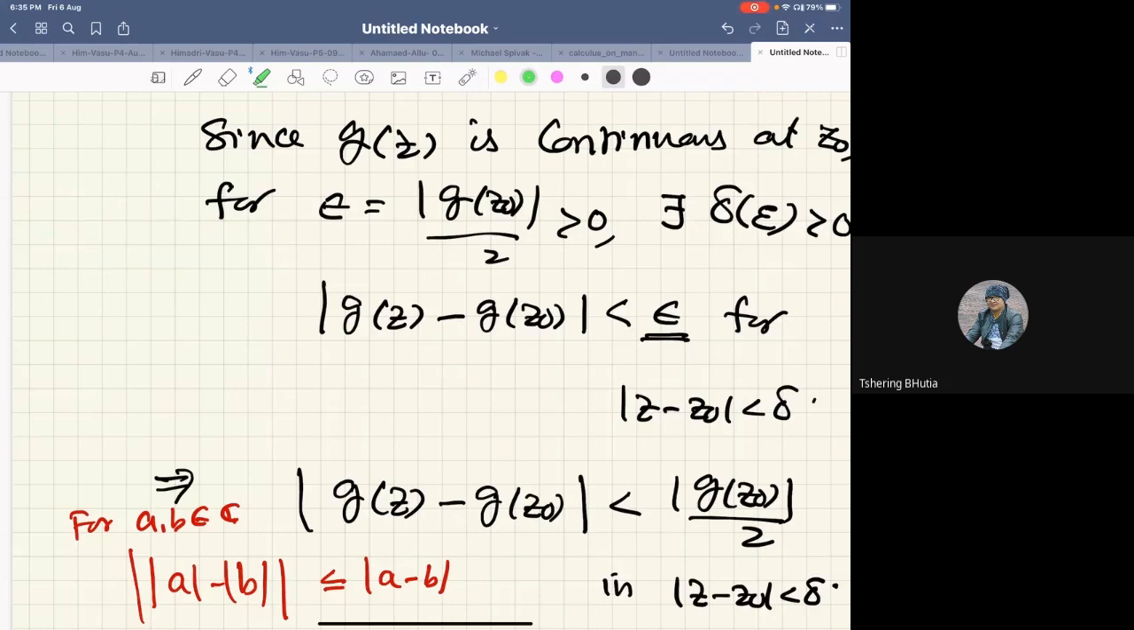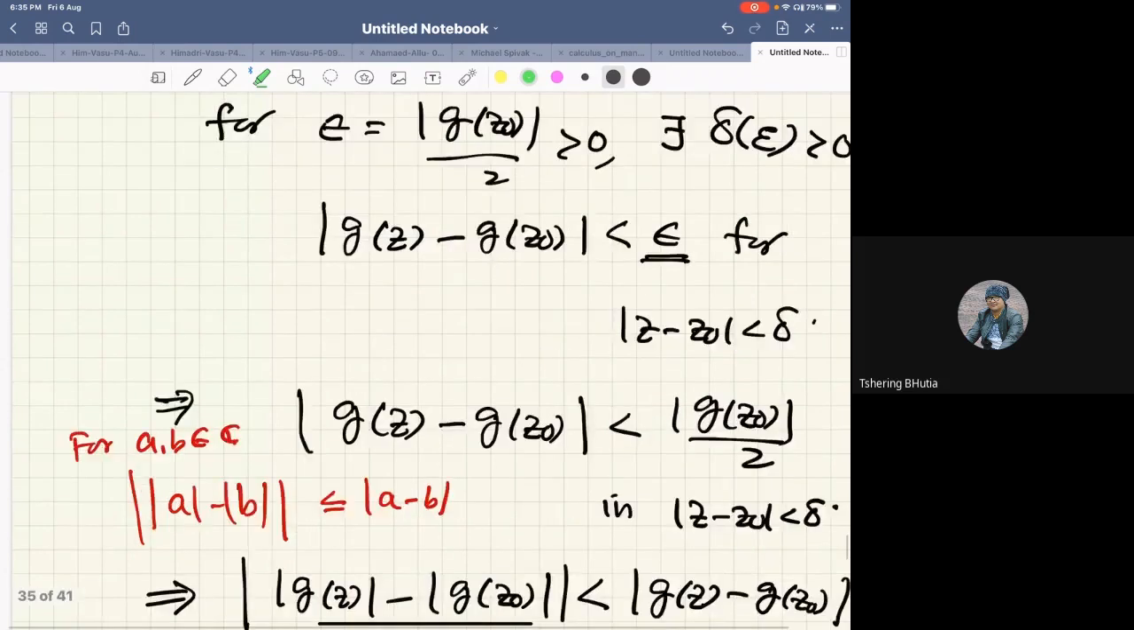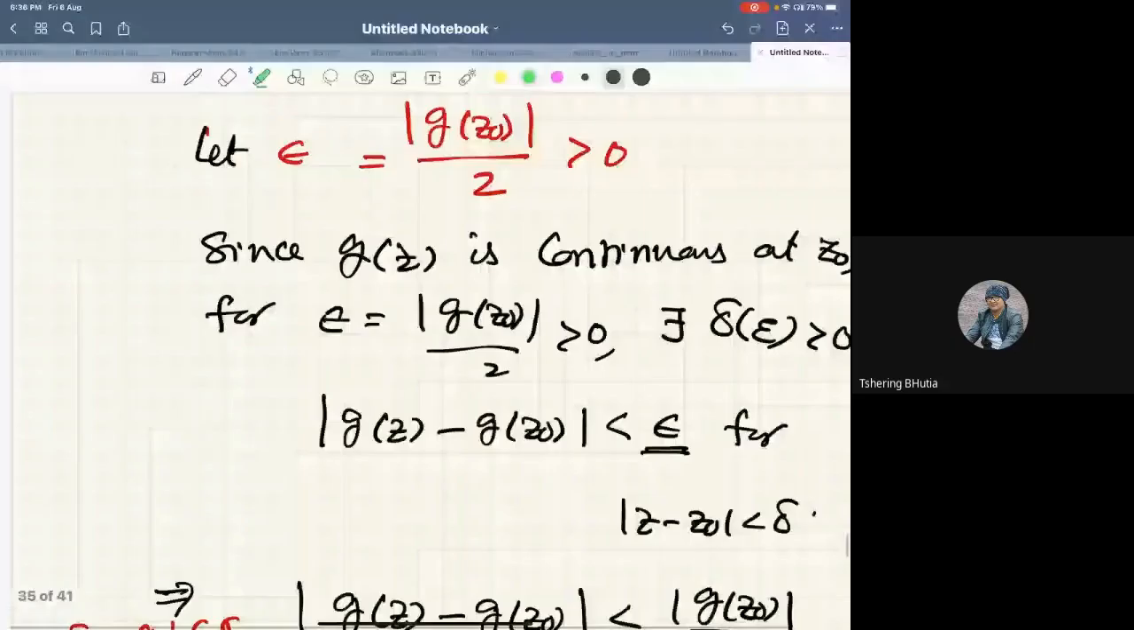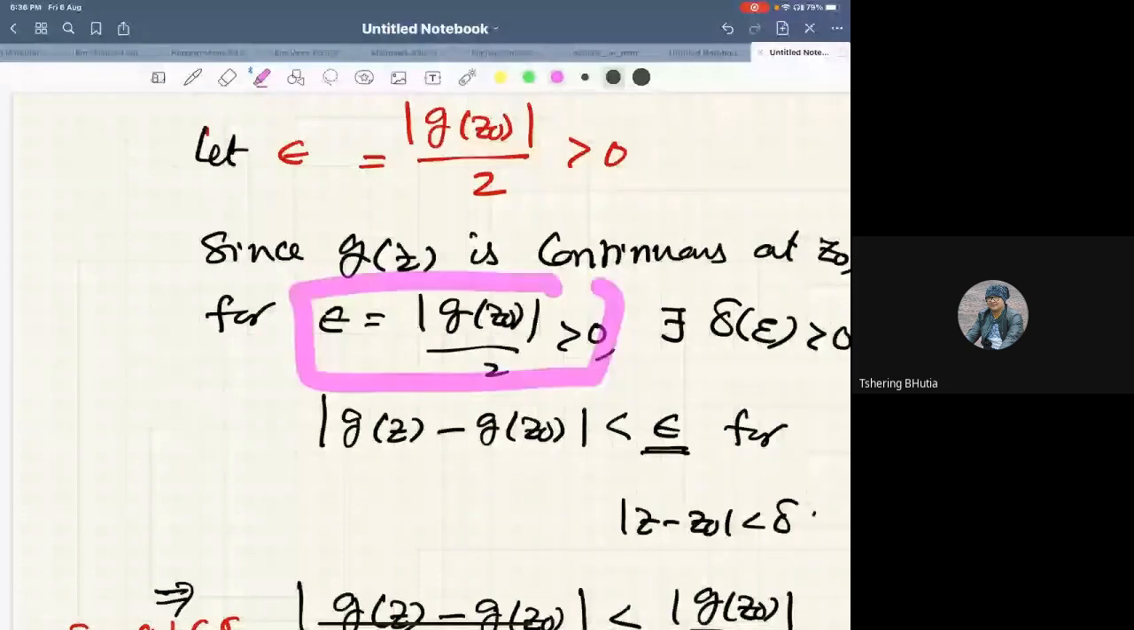What I want to say is that here I am giving an R. I want to tell you, here I know the points, therefore I can take my R. So in this case, I'm just taking this one as my R.